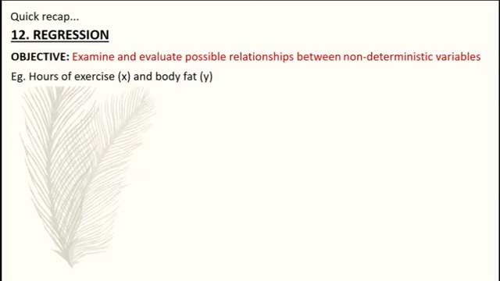So let's just start off with a quick recap. The objective of regression, we said earlier, is to examine and evaluate possible relationships between non-deterministic variables. And here's an example that we considered earlier: hours of exercise versus percentage of body fat.